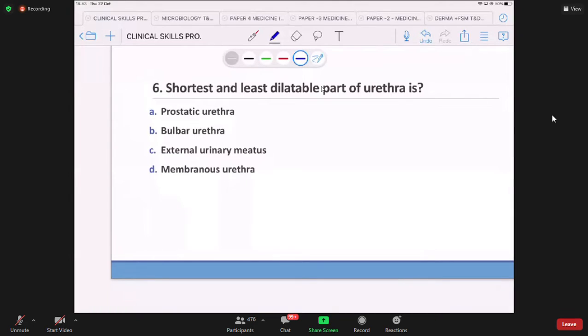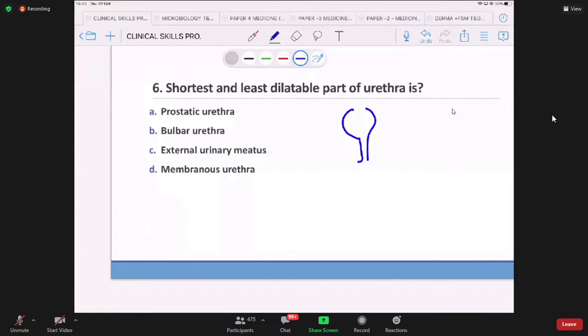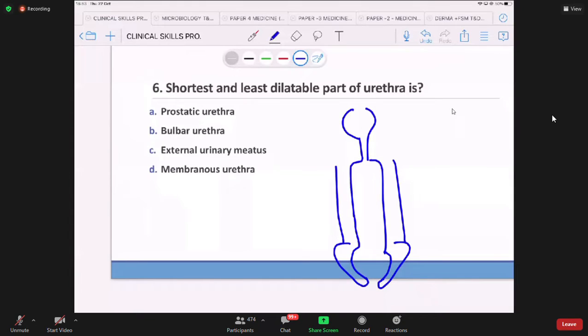Moving to the next one, waiting for answers here. The question is asking you which is going to be the shortest and the least dilatable part of the urethra, right? The shortest and the least dilatable part of the urethra. So a quick diagram here before you guys. Can you tell me the narrowest part of the urethra, by the way? You can take this to be the glans penis, right? The shaft of the penis.